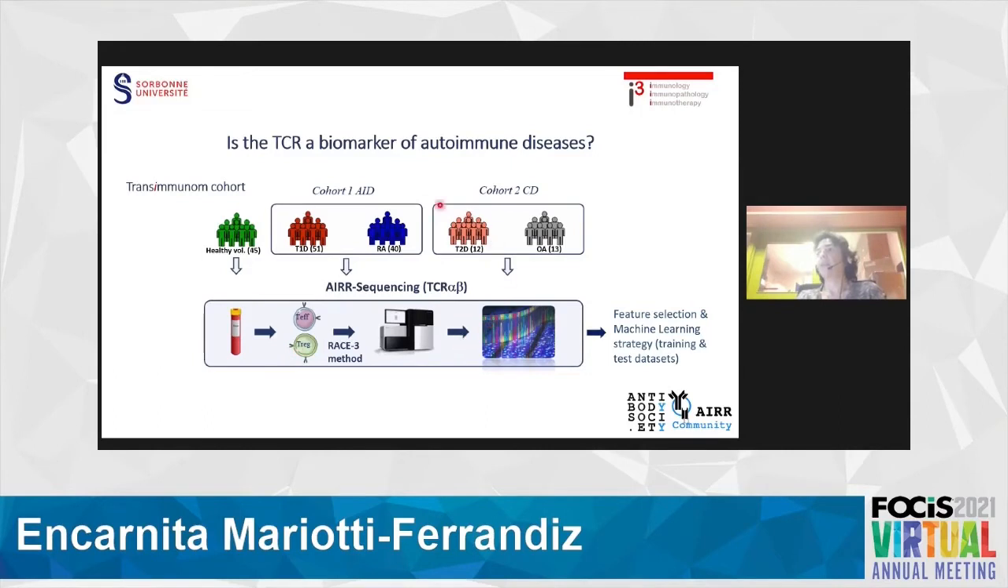And on all the data sets that we obtained, currently we have not yet reached the library preparation for all the samples. So the results I'm providing here are preliminary results on mostly half of the data sets. We apply a feature selection and machine learning strategy to try to identify signatures of TCRs.